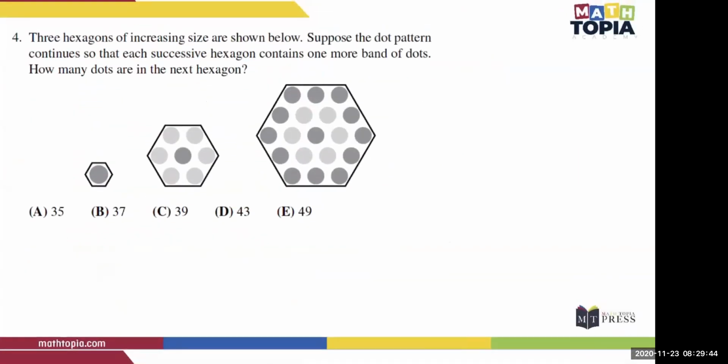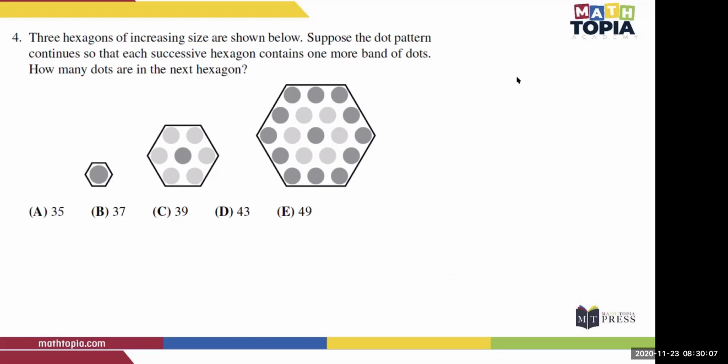Okay, let's take a look at this pattern growth one. That's nice. It looks like a nice problem. Let's see. 3 hexagons of increasing size are shown below. Suppose the dot pattern continues, so each successive hexagon contains 1 more band of dots. How many dots are in the next hexagon, the 4th figure?